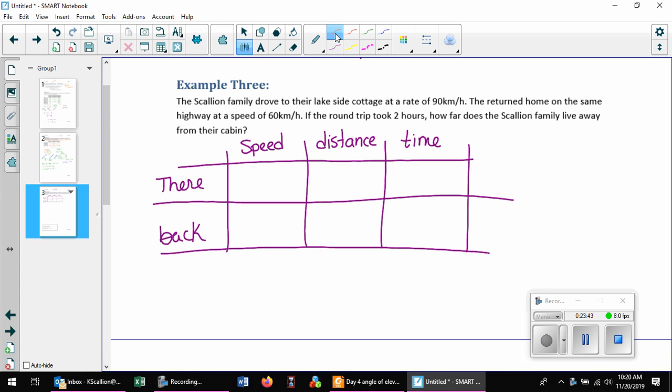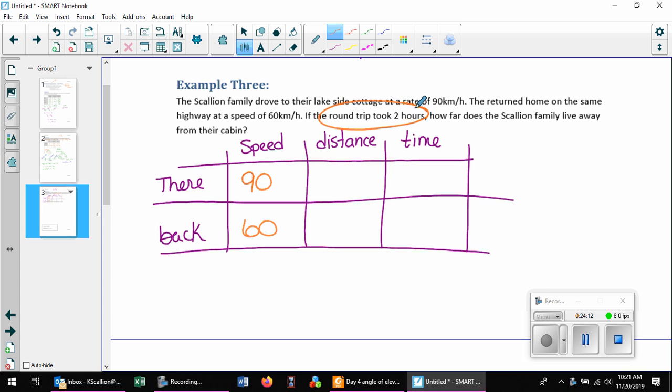Okay, so speed. Do I know my speed going there? 90 kilometers. My speed going home? 60. You're very cautious driving family. Or it's a blizzard. Okay, time. So the round trip, so that means there and back, is 2 hours.